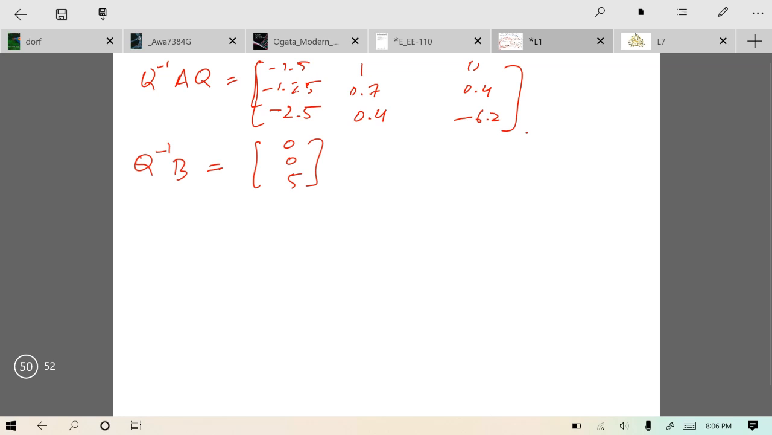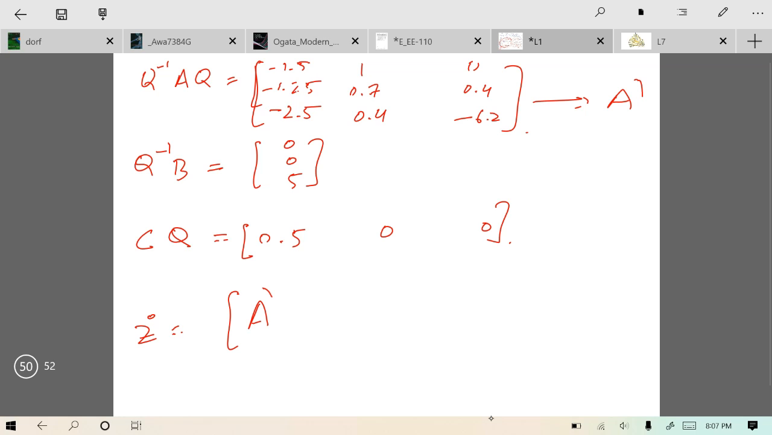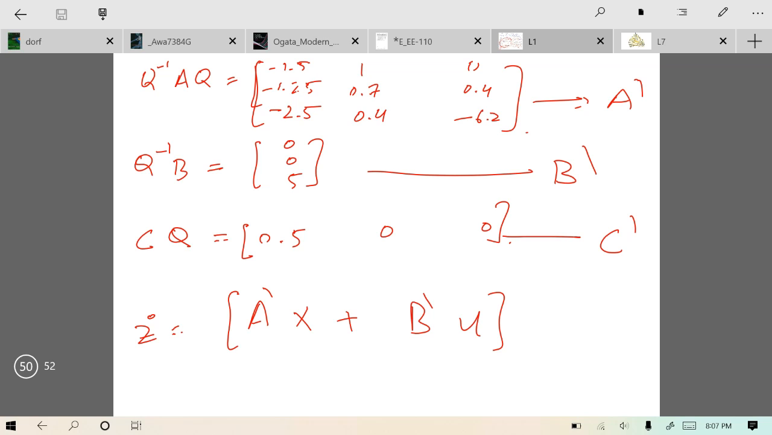This would be your Q inverse AQ, and Q inverse B would be 0.005, and CQ would be 0.500. So the new transformed system would be Z dot is equal to that A. This is now the new A. I am writing it as A prime AX plus B prime U. This is B prime and this is C prime. So go and see if your A prime, B prime, C prime have these values. You can use a calculator as well, by the way.